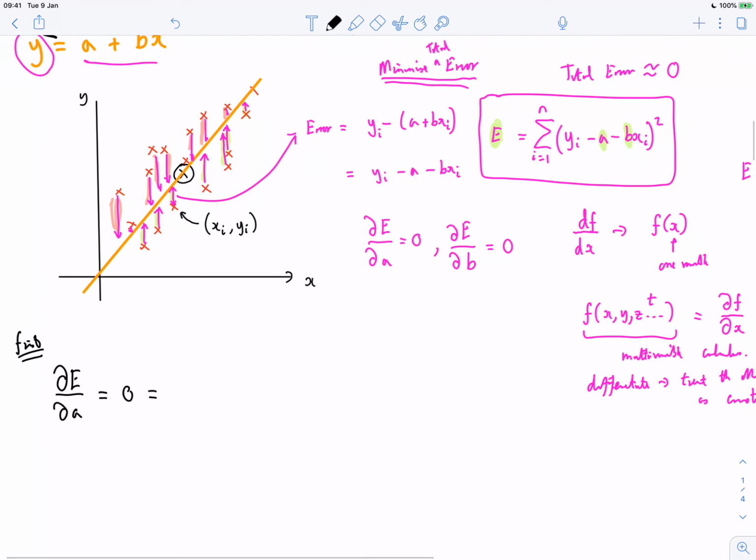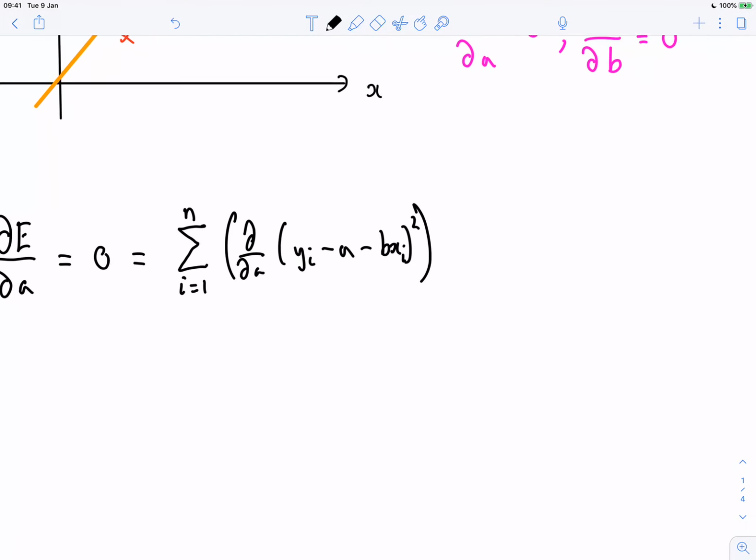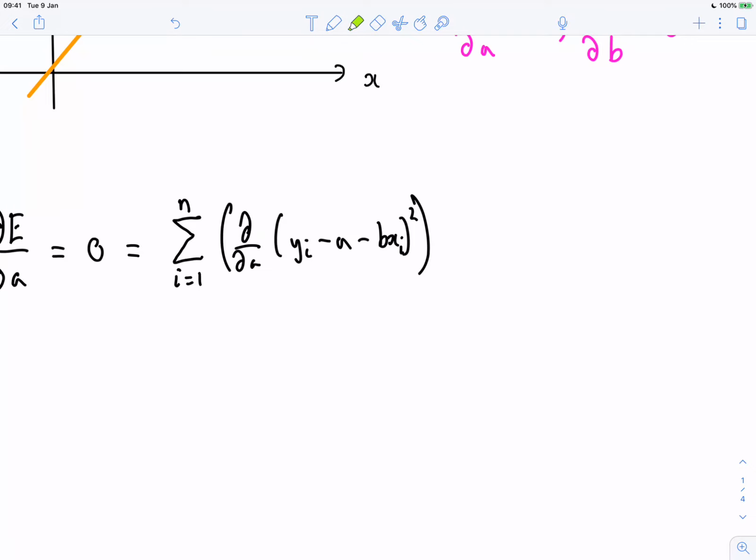So how do we differentiate the sum of this thing? Well, it's still going to be a sum from 1 to n, but now I just differentiate the stuff inside. So differentiate with respect to A, yi minus A minus B xi, and then that's squared. Okay, so by the chain rule, if I want to differentiate this stuff with respect to A, then you take the argument, because this is a function of a function, right? Essentially, you can call this function g, and g is a function of a.